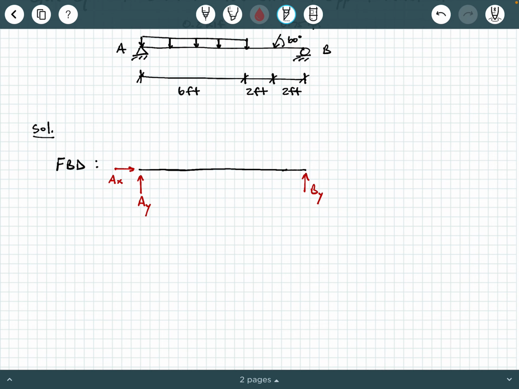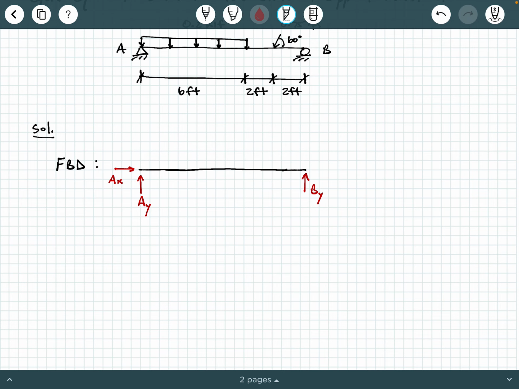Now, before I draw anything else on here, I want to ask you a question, and I want you to pause the video and think about it, and then I'll tell you the answer. You can unpause and I'll tell you the answer. So my question to you is, do you know what direction these unknown reactions are pointing? For example, do I know for sure that AX is pointing to the right? Do I know for sure that AY and BY are pointing up? Pause the video and think about it.